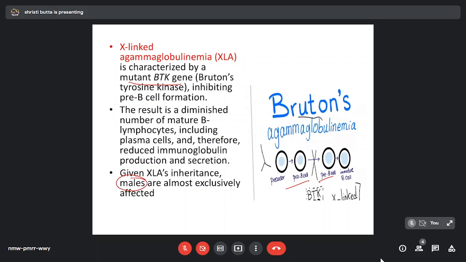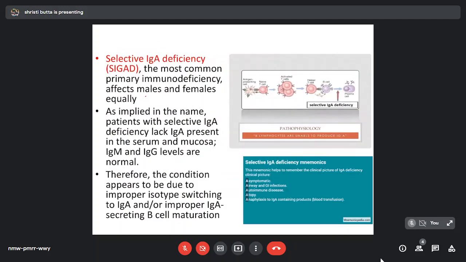Coming to the selective IgA deficiency, the most common primary immunodeficiency affecting males and females equally, as implied by the name, there's a selective IgA deficiency. IgA deficiency particularly results when there is either an improper isotype switching to IgA or an improper IgA secreting B cell maturation. In selective IgA deficiency, usually patients are asymptomatic or have airway and GI infections, autoimmune diseases, atopy, and anaphylaxis to IgA containing blood products.